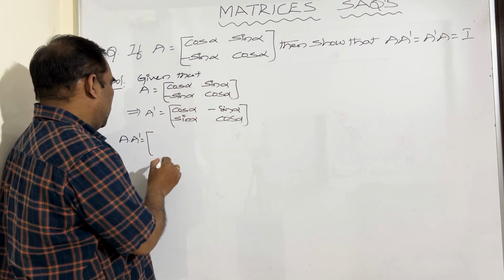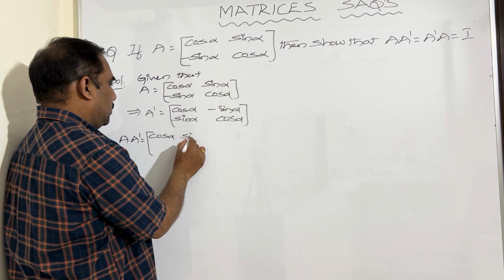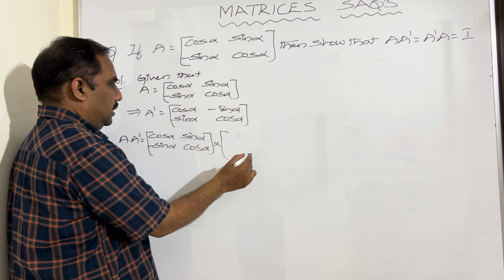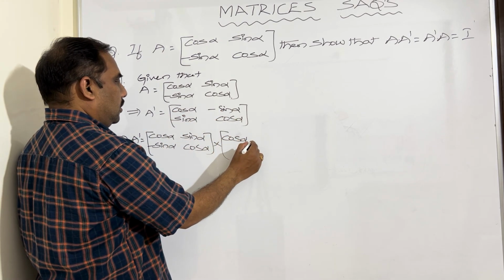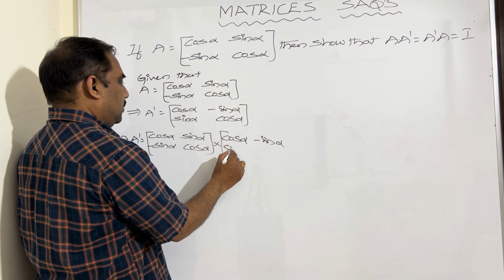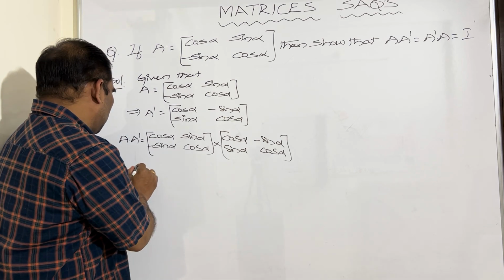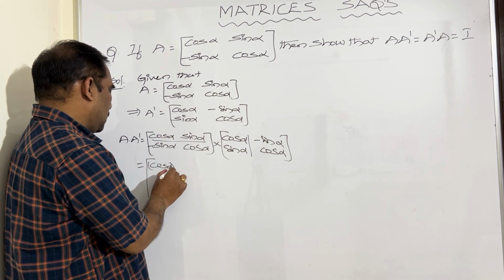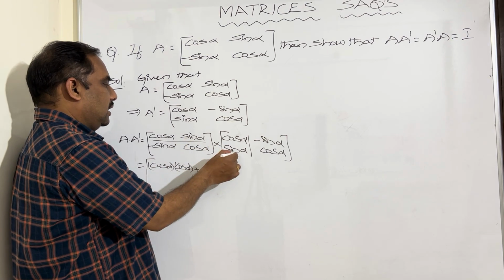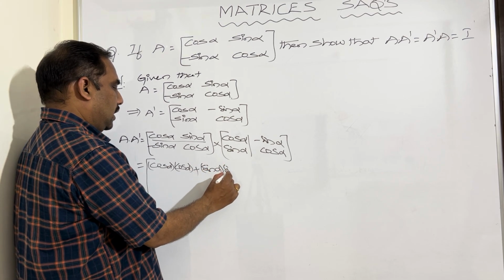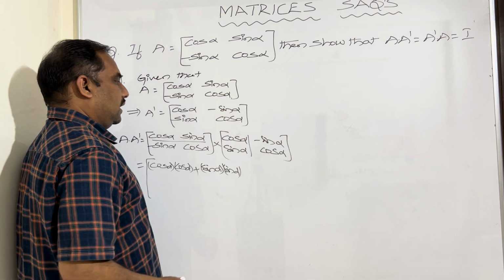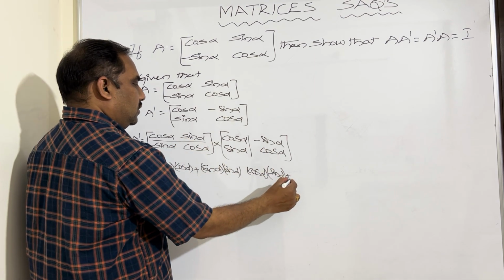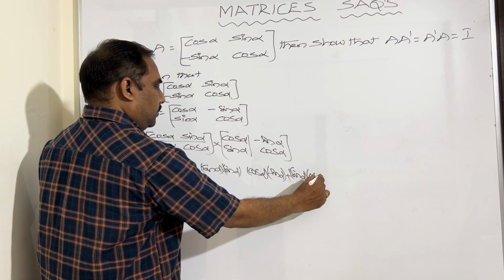So matrix A is here cos alpha, sin alpha, minus sin alpha, cos alpha. This matrix is multiplied with the transpose matrix, that is cos alpha, minus sin alpha, sin alpha and cos alpha. See now what we get. The first row multiplying with the first column: cos alpha into cos alpha plus sin alpha into sin alpha, and the first row multiplying with the second column: cos alpha into minus sin alpha plus sin alpha into cos alpha.